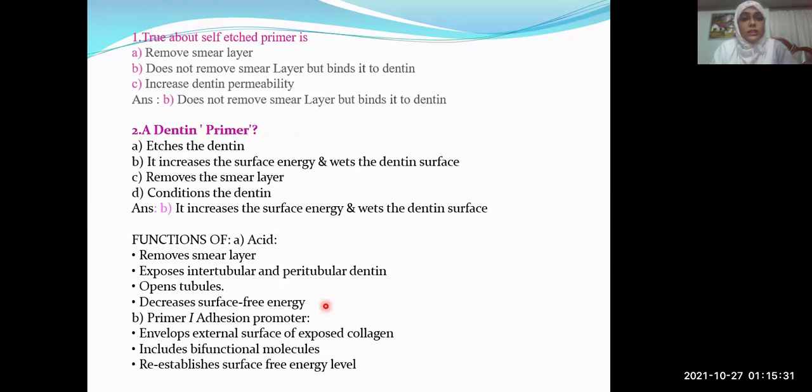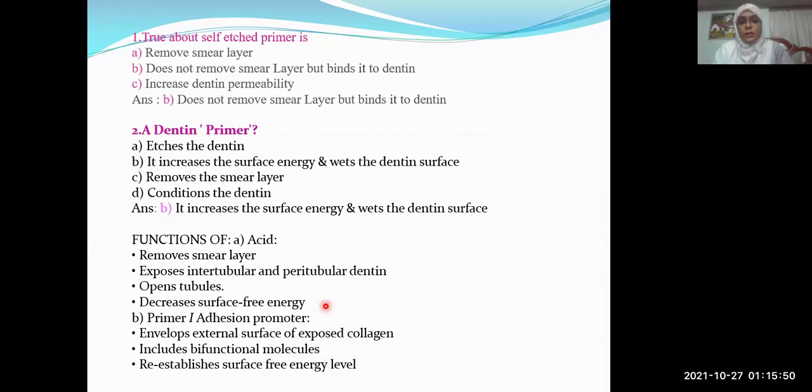The first question is, true about self-etch primer is. So self-etch, I told you, comes under which generation? It comes under 6th and 7th generation. So the main advantage of self-etch primer is that it does not remove the smear layer, but it only binds it to the dentin. So that's the answer.